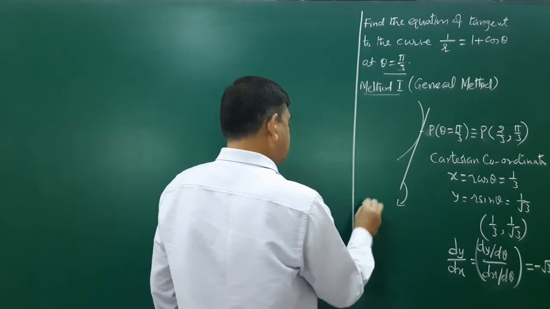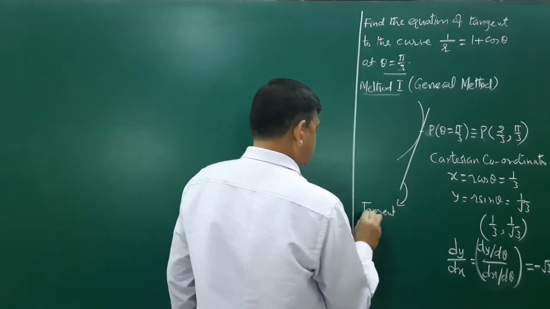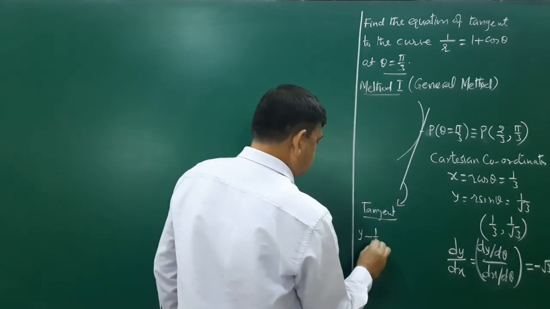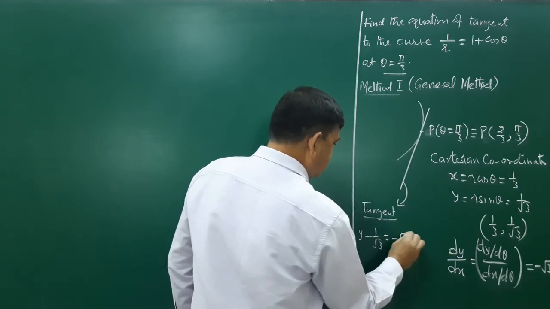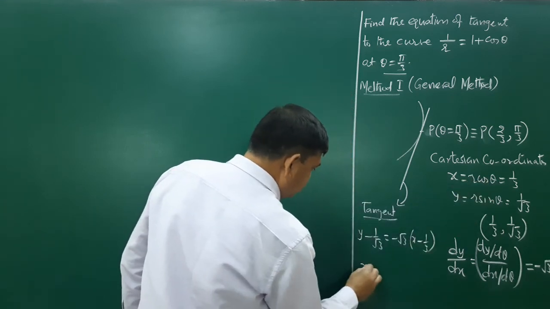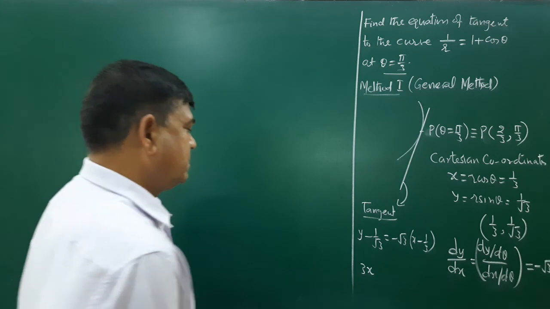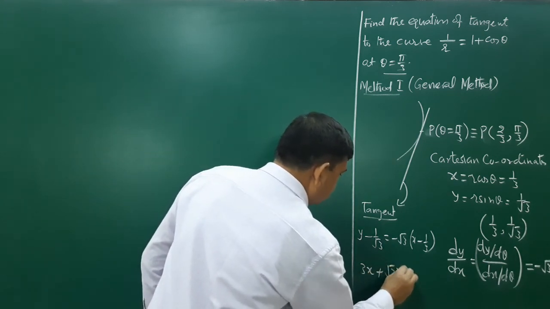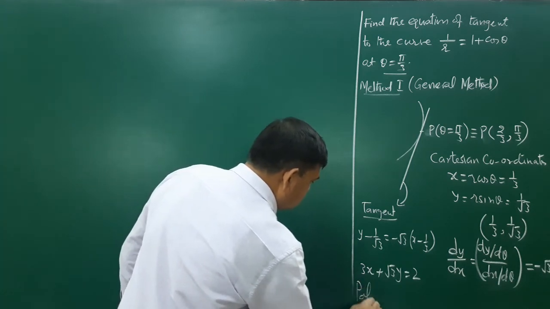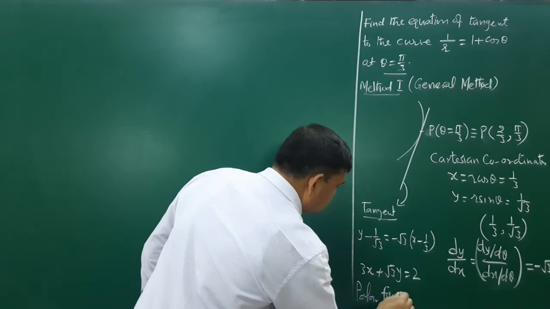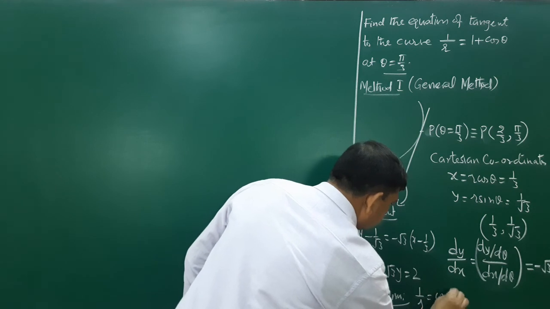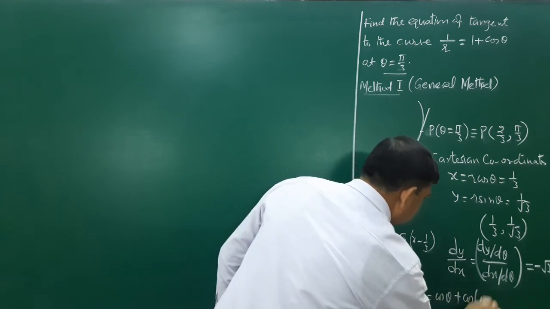Equation of this tangent, that is y minus y1, slope minus root 3, x minus 1 by 3, the x coordinate. So after simplifying, this is 3x plus root 3 y equals 2. And the polar form, if you remember, is 1 upon r equals cos theta plus cos of theta minus pi by 3.